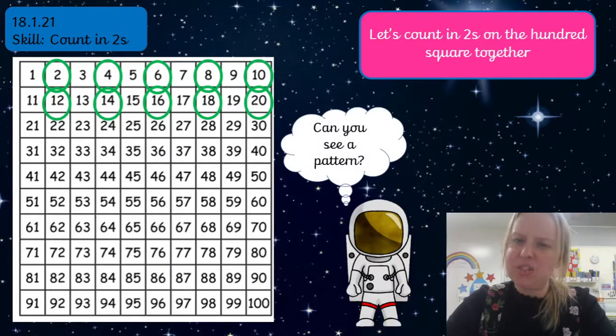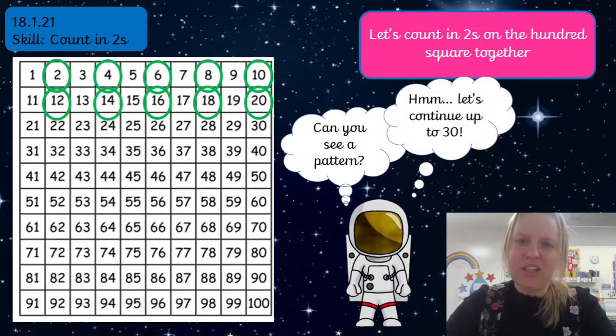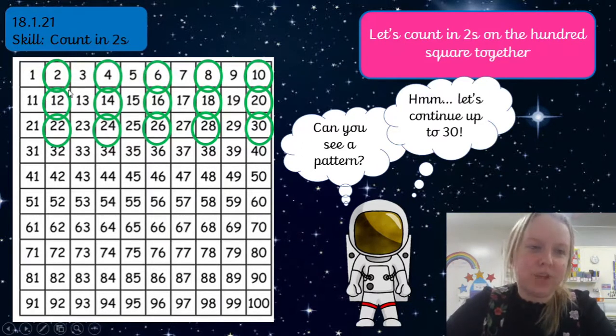Kay says, can you see a pattern? You starting to see a pattern on the 100 square? Let's carry on up to 30 and see if we notice a pattern. 22, 24, 26, 28, 30. What have you noticed? Can you see that we're making columns? Here is a column, then we skip a column. Our next column, then we skip a column.